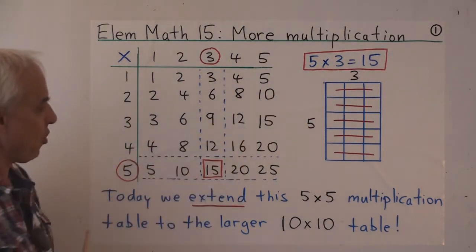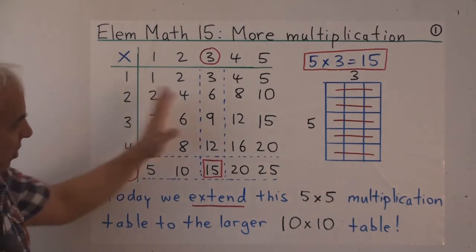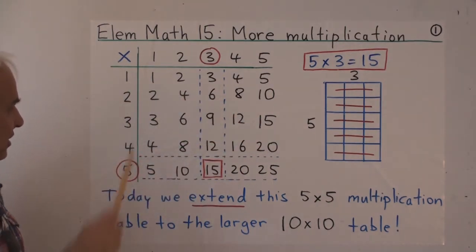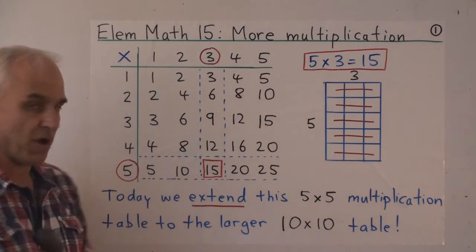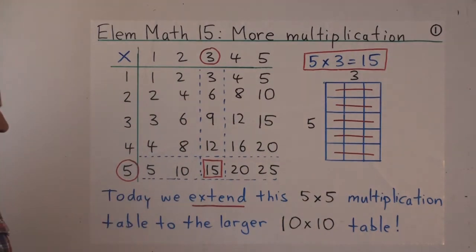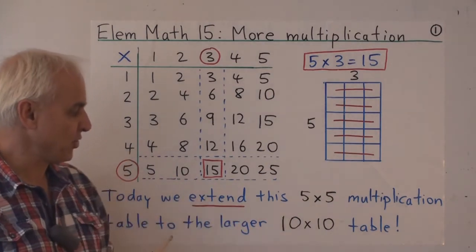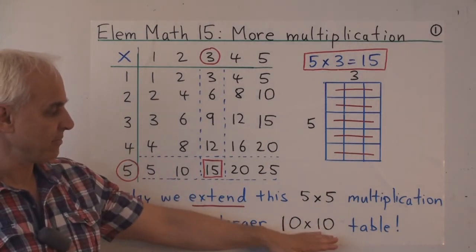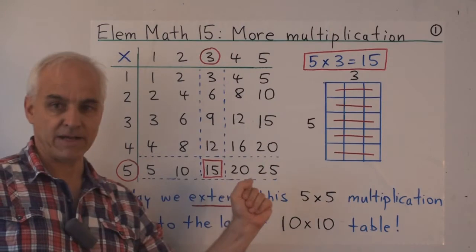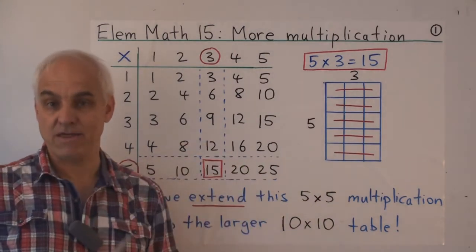And here's that whole multiplication table telling us what all the possible multiplications between two numbers in the range 1 to 5 are. So today we want to extend this. We want to go beyond this to the 10 by 10 table. So this is grade 2 mathematics. We're now going to go to grade 3 mathematics.